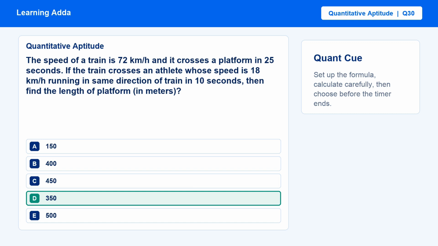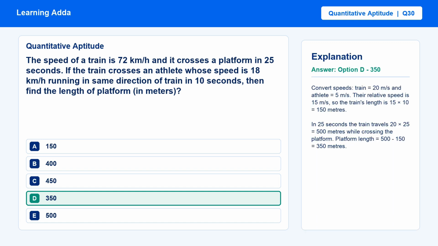The answer is option D, 350. Convert speeds: train is equal to 20 meters per second and athlete is equal to 5 meters per second. Their relative speed is 15 meters per second, so the train's length is 15 multiplied by 10 is equal to 150 meters. In 25 seconds the train travels 20 multiplied by 25 is equal to 500 meters while crossing the platform. Platform length is equal to 500 minus 150 is equal to 350 meters.